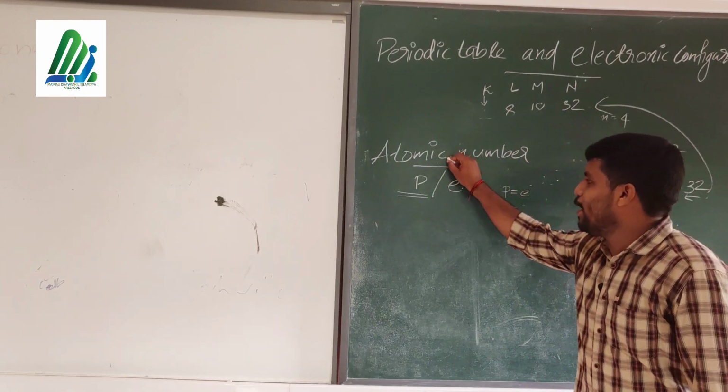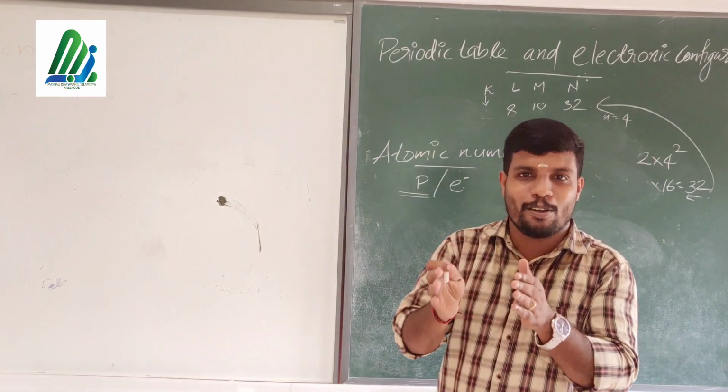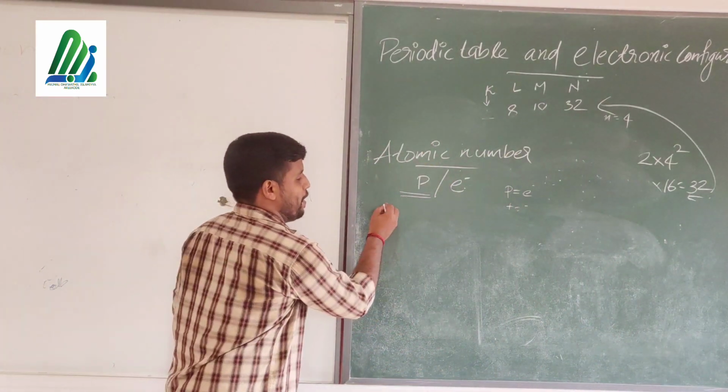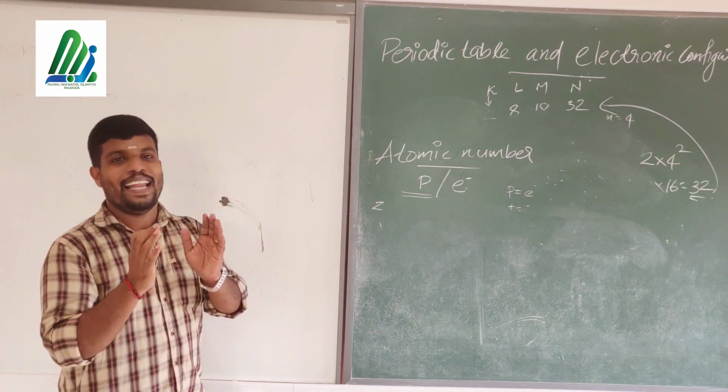So we are just saying that atomic number is the number of protons or electrons, because the protons and electrons are equal. Then the atomic number is represented by the letter Z.